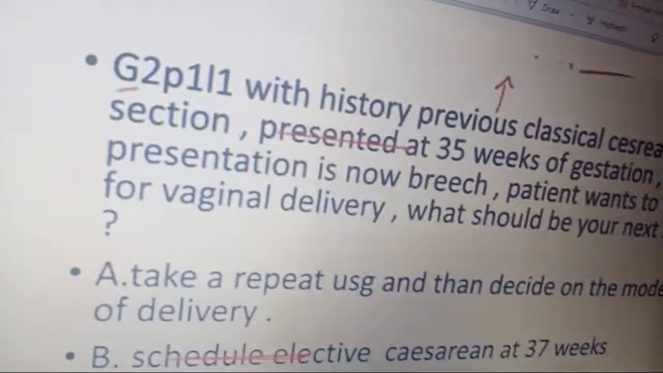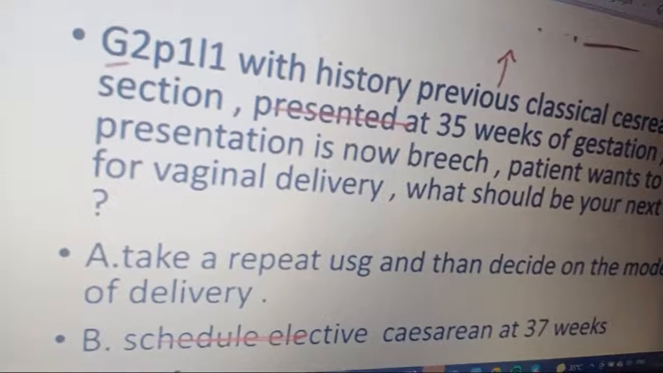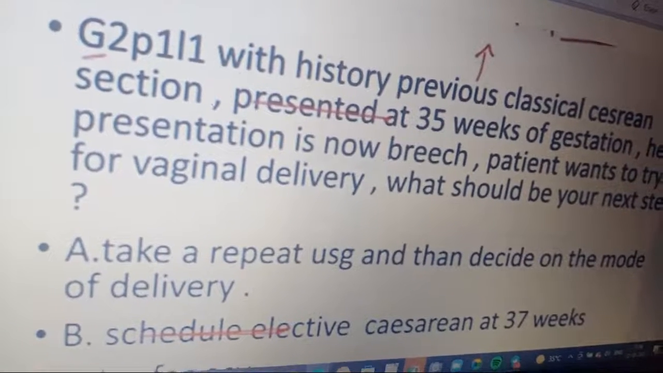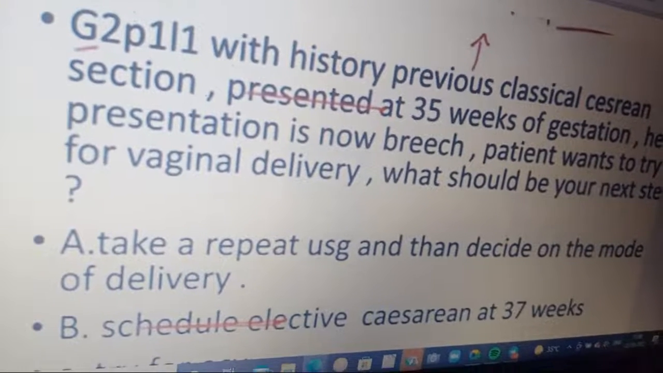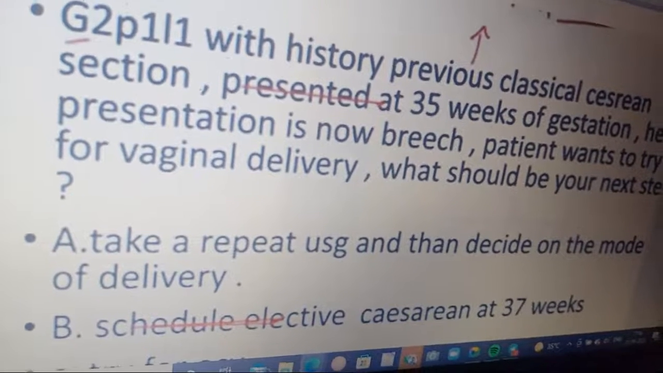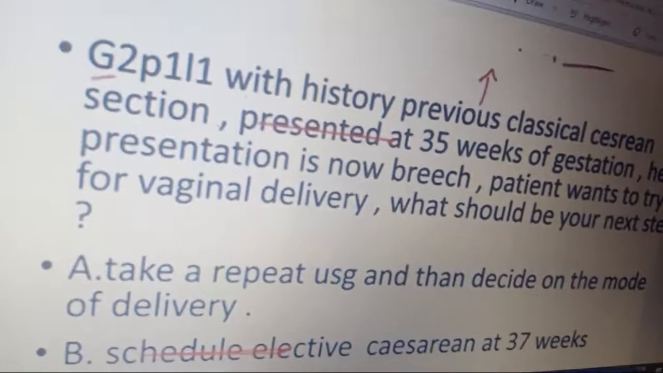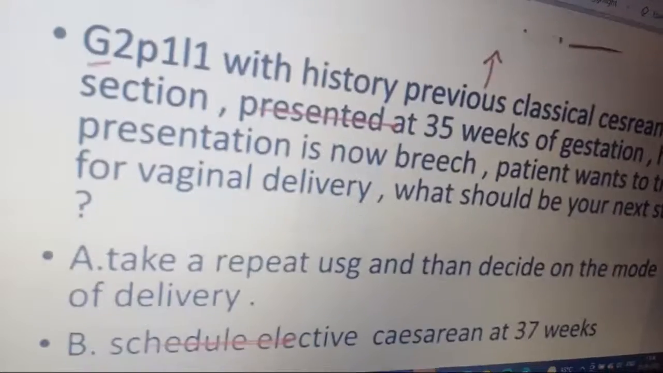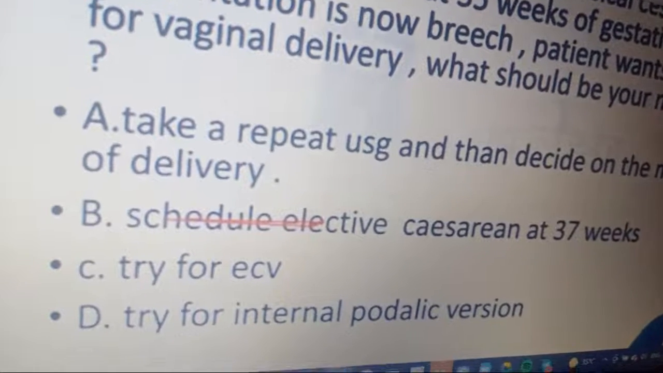Now another question: G2 P1 L1 with a history of previous cesarean section, presently at 35 weeks of gestation. If the presentation is cephalic and the patient wants to try for vaginal delivery, what should be your next step? Here there is a previous classical cesarean section, so in a previous classical cesarean section we only do the elective cesarean.